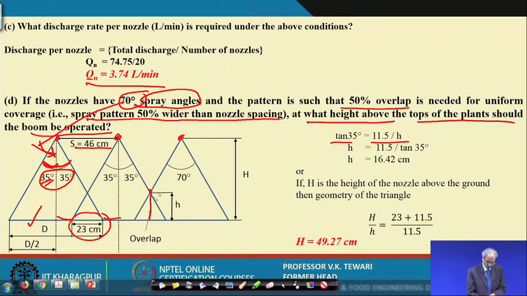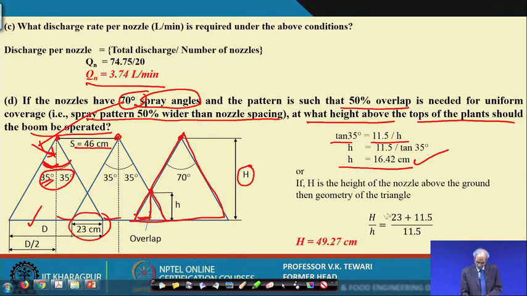So, this is 70 degrees and this is 35 degrees. So, this is the one which we are talking about, which is half of this. Now, you get this h. Once you get this h, you cover these ones, because this is the h which is capital H here. So, if you take the triangle, the triangle with respect to this one here.